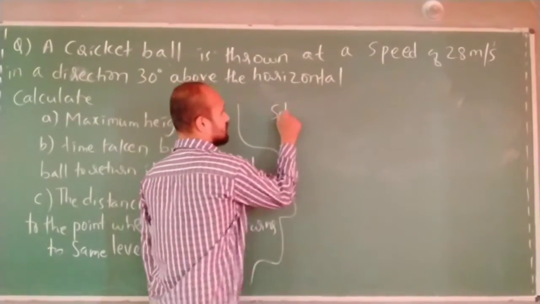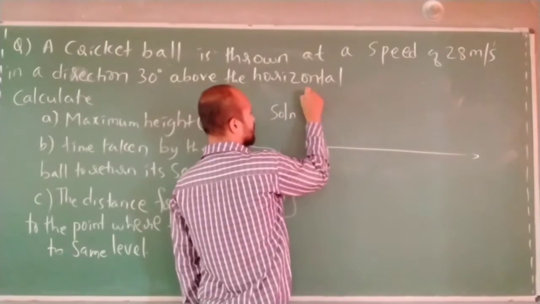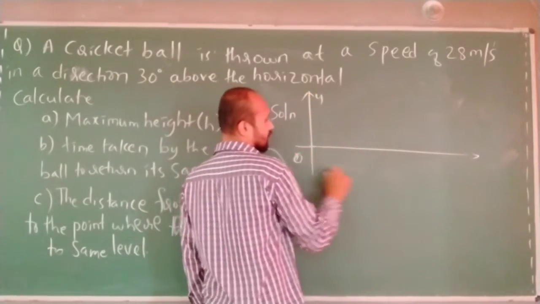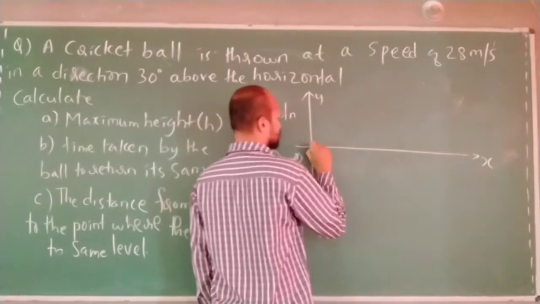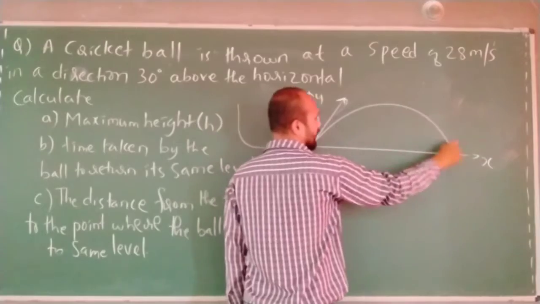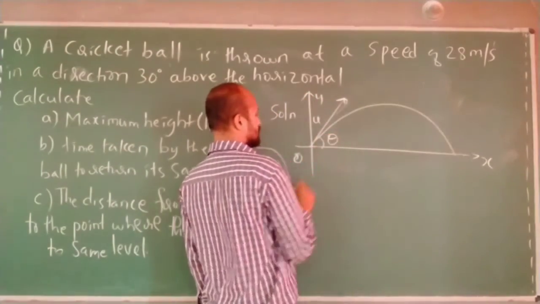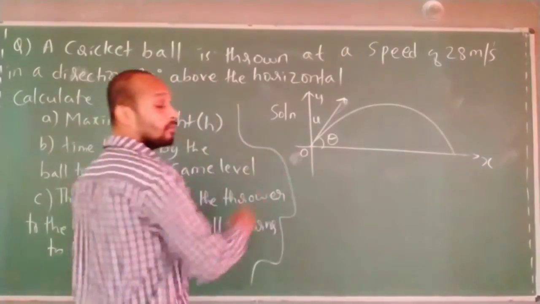Let us make a solution. This is x, this is y. One ball is thrown with initial velocity u and it will make a parabolic path. This angle we call the angle of projection. This is the origin, the point of projection.